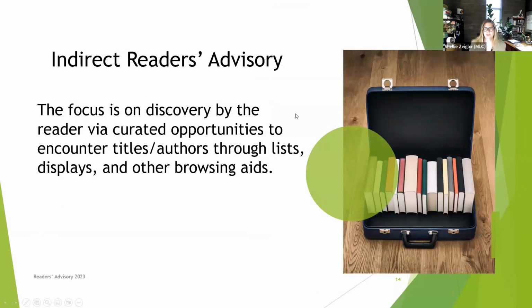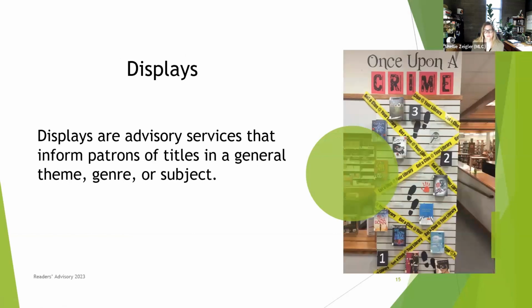Okay, so we've talked about direct. We've looked at NoveList. Indirect reader's advisory: the focus is on discovery by the reader through curated opportunities to encounter titles and authors through list displays and other browsing ideas. That is a very fancy way to say that it is not a face-to-face interaction. So displays are the best way. I mean, not the best way, but it's probably the most common way.